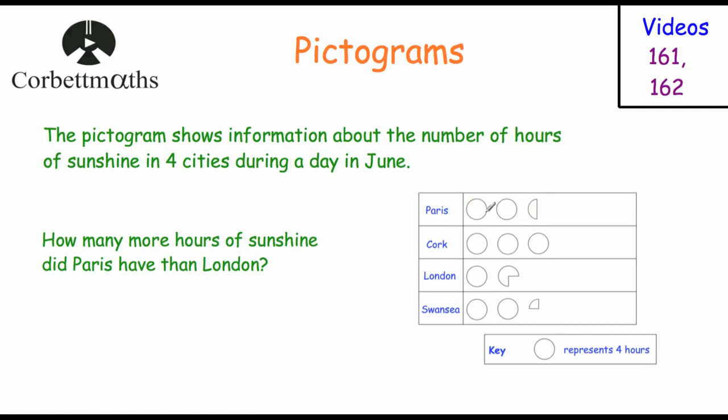So let's have a look at Paris. We've got 4, and then we've got another 4, so that's 8. And then another 2, so that's going to be 10 altogether. Then you've got Cork, so that's 4, 8, 12, so there's 12 hours of sunshine in Cork.